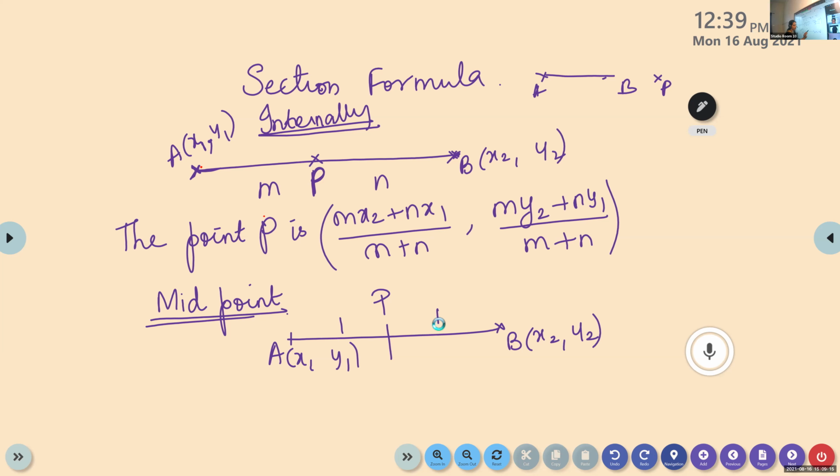Midpoint means, note it down, children, the ratio is 1:1. So what is the midpoint? Midpoint is given by P of x1 plus x2 by 2, y1 plus y2 by 2. Add the x coordinates, divide by 2. Add the y coordinates, divide by 2. This one we call the midpoint formula.